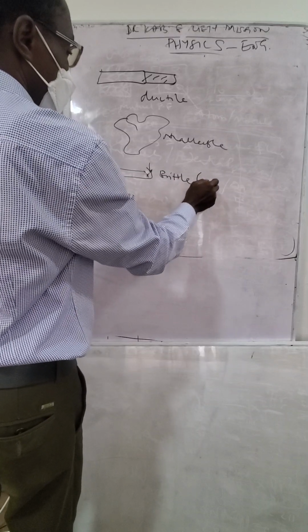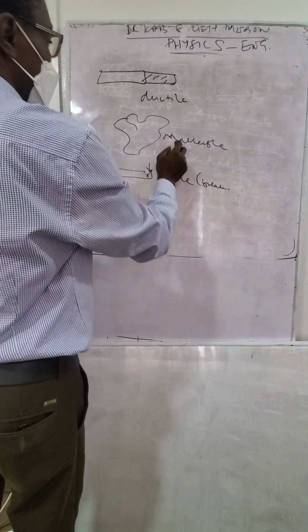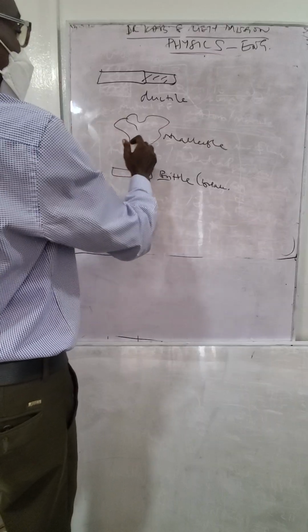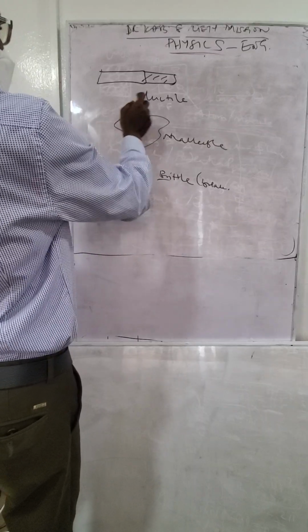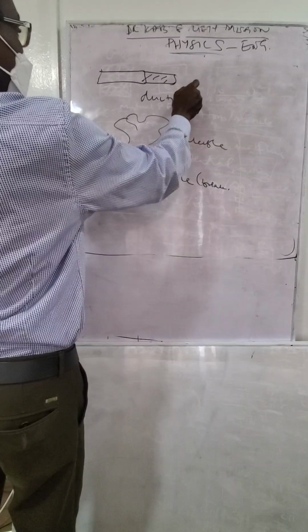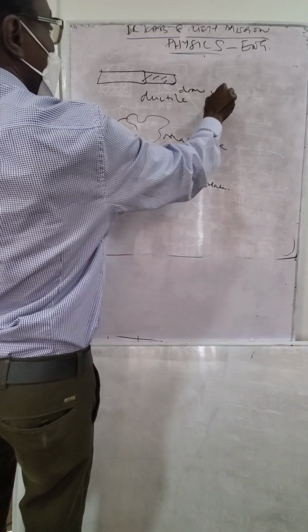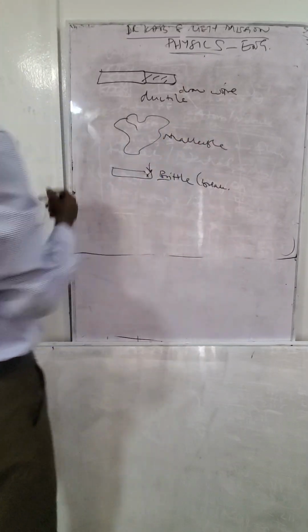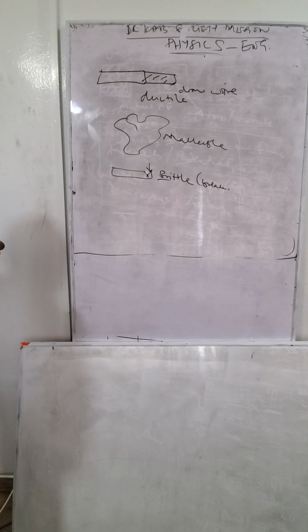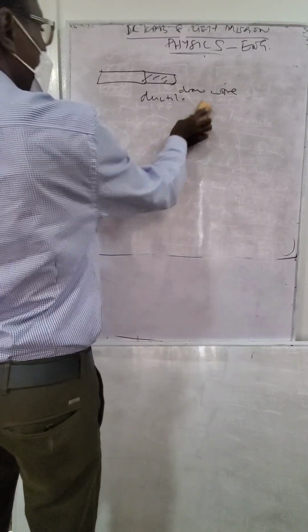Brittle means it breaks. Malleable means you can manipulate it, change its shape. And ductile, you can draw it into wire form. But this is what I wanted, the last one I want us to have. Then just brief again, so that we get a concept for them.